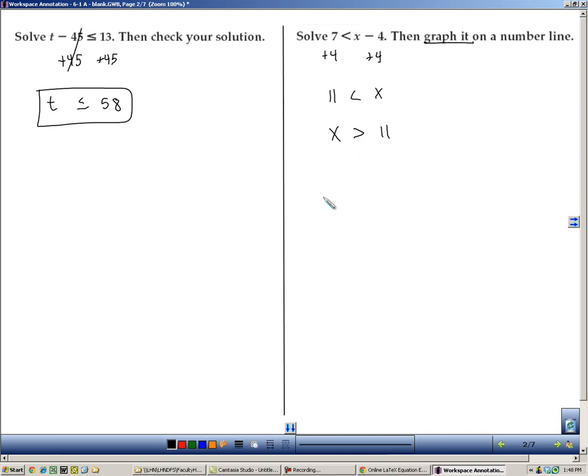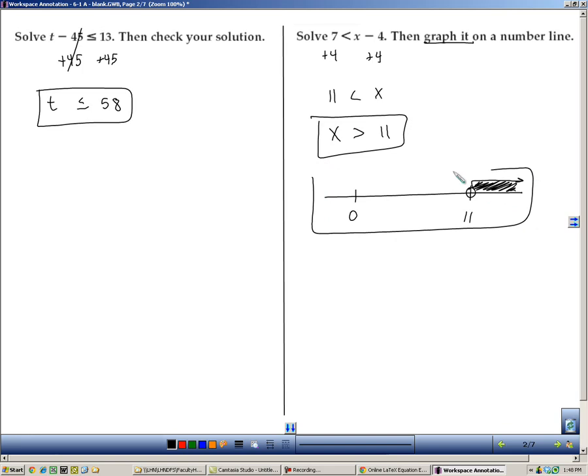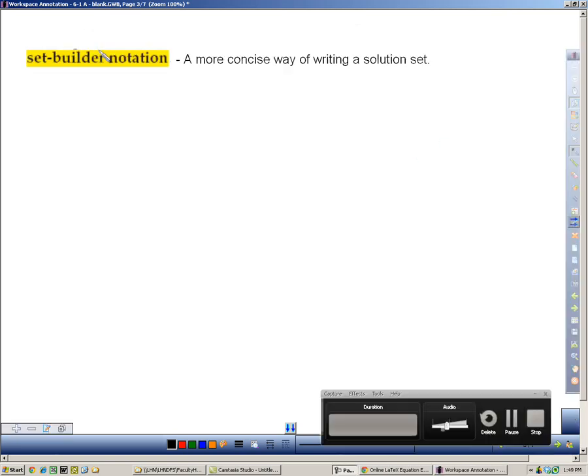Now it's easier for me to graph this. So I'm going to graph x greater than 11 on a number line. Here's 0. I'm going to say this is 11. I'm going to put an open circle there, and I'm going to shade to the right. And so that's what the graph looks like. We're going to go a little bit more in depth in graphing in a little bit.